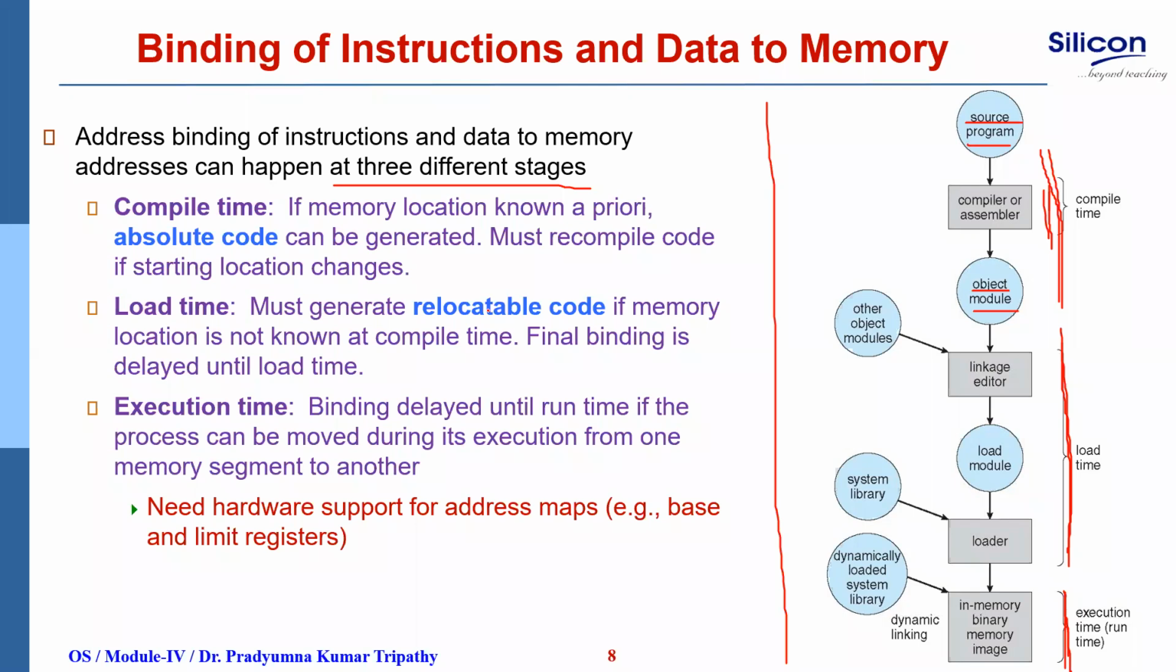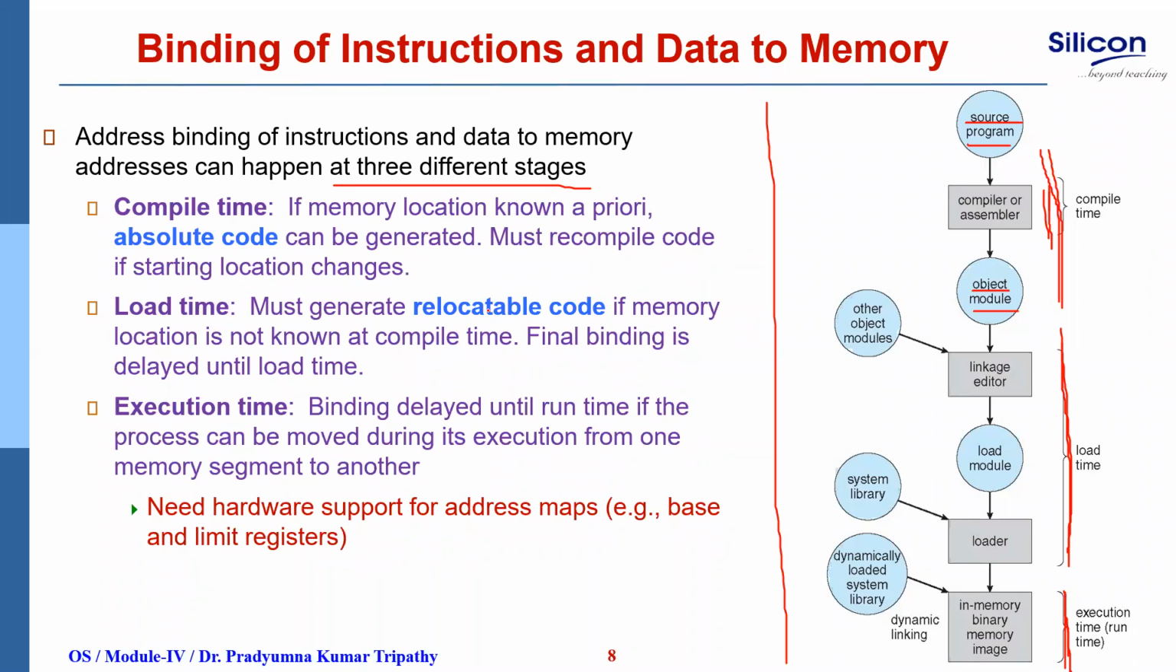So looking into your processor, your program or your coding will be changed. At compile time, if the memory location is known a priori, that is, known before, absolute code can be generated. You must recompile the code if the starting location changes.